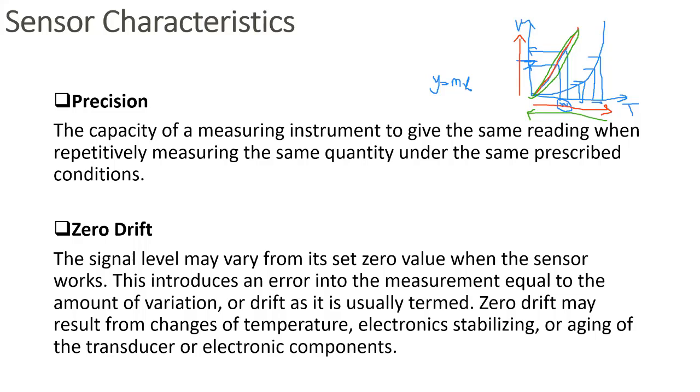If I measure the temperature 25 Celsius 5 times, will my sensor always give me the same voltage value?